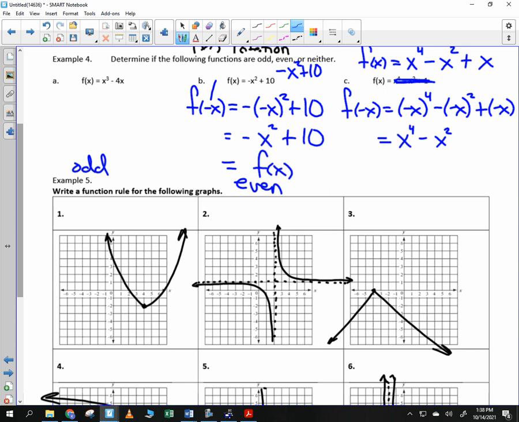And plus x or minus x? Minus x. Is that the same as what we started with? No. So because it's not the same as what we started with, we know it's not even. Let's try factoring out a negative and seeing if it's the same then. If we factor out a negative, we get negative x to the fourth, plus x squared, and plus x. Is that the same as what we started with? No. So therefore, neither is our option.